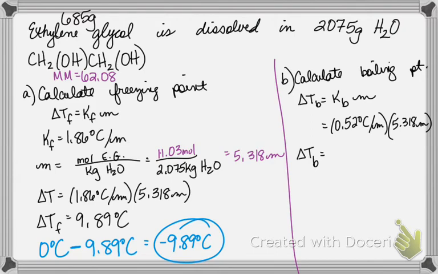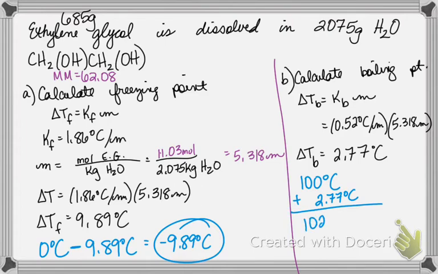So the change in the boiling point is 2.77 degrees Celsius. So what is the boiling point? What's the normal boiling point of water? The normal boiling point of water is 100 degrees Celsius. The colligative property of boiling point is boiling point elevation. So we have increased the boiling point by 2.77. So the new boiling point is 102.77 degrees Celsius. So for boiling point, it's elevation. So we're always adding it to the boiling point.